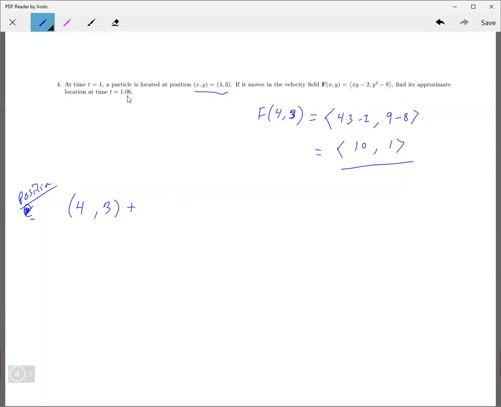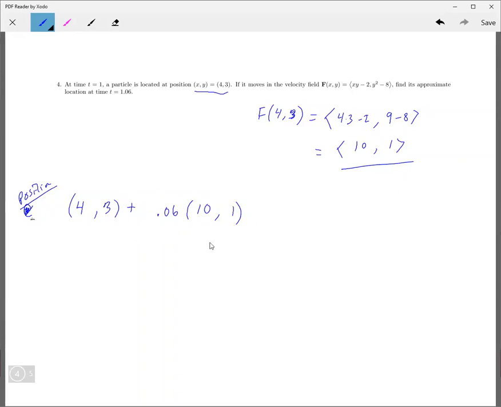And we're going to let 0.06 seconds go by. When it starts out, it's headed in this direction. This vector represents the velocity of the particle when it starts out, when it's at 4,3. And it's going to continue going in roughly the same direction. It could curve a tiny bit, but it's roughly the same direction.